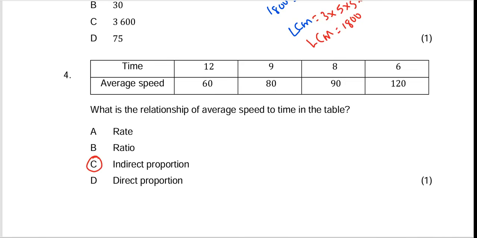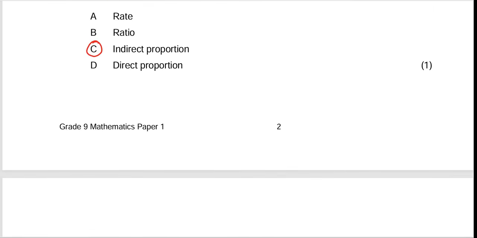Guys, why? The answer, as time decreases, check. You see, the time is what? The time is decreasing, with the product of time and speed remaining constant. However, as the time decreases, the speed increases. That's the reason why we have indirect proportion, because as time decreases, the average speed increases.